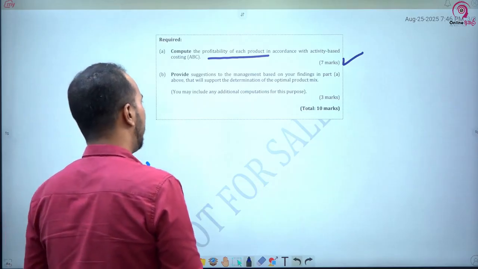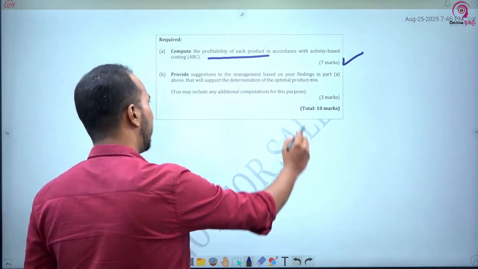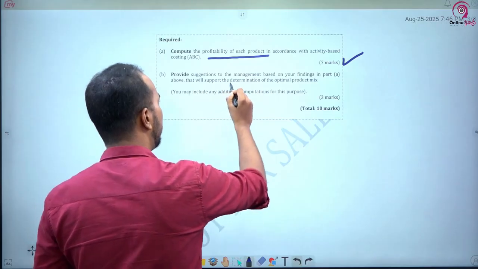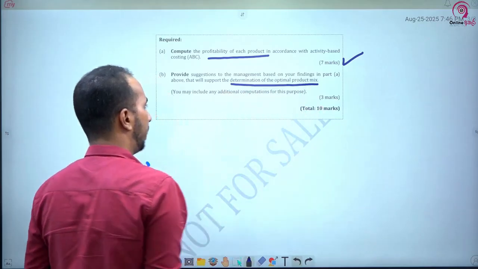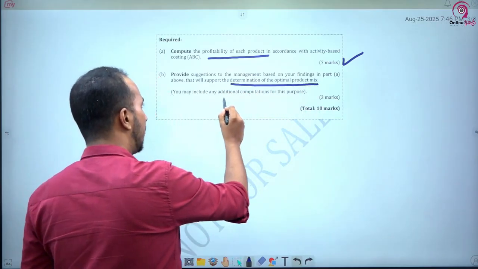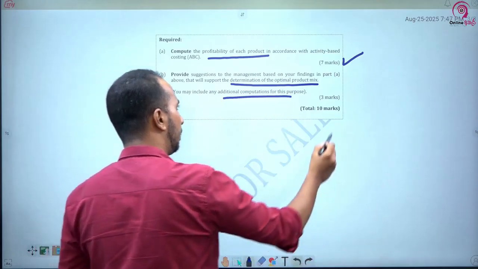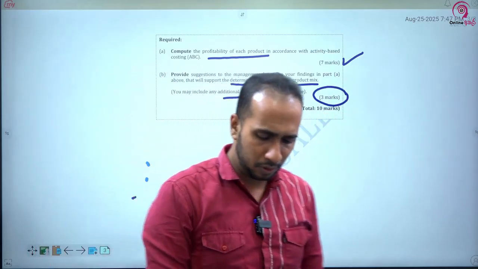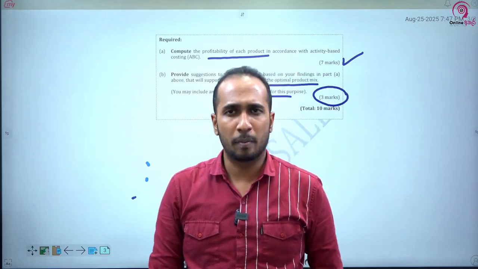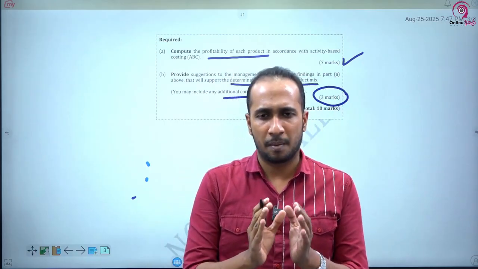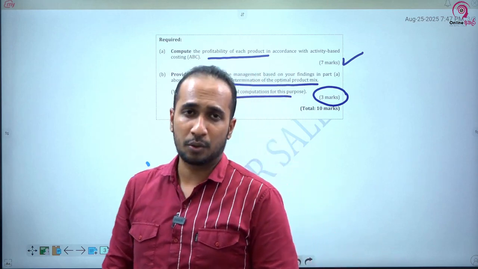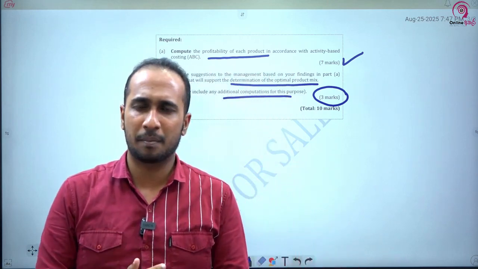Provide suggestions to the management based on your findings in part A that will support the determination of the optimal product mix. You may include any additional computation for this purpose. You have 3 marks. Therefore, don't spend too much time on this. What you have to do? Based on your computation, you have to provide some suggestion.